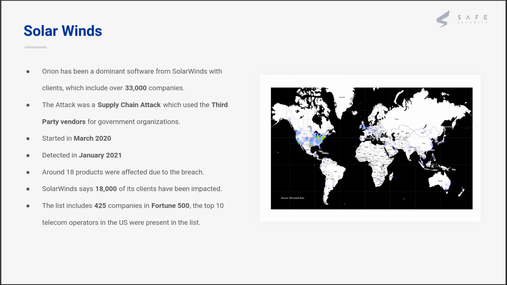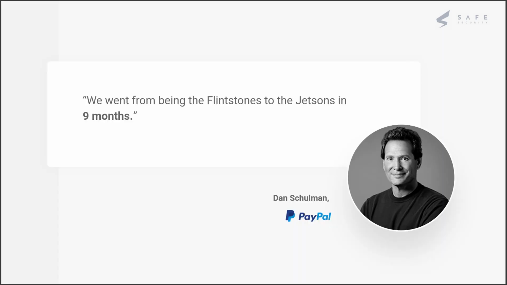And the reason I start from there is to give a perspective, especially to some of you who don't come from the cybersecurity world, of how real the cyber impact is on organizations of all scales and sizes, whether it's a government organization or private or even individuals, frankly. The key thing driving the impact of cyber breaches is digital itself. In fact, I love this line which Dan Schulman, CEO of PayPal, said, that we went from being Flintstones to Jetsons in about 9 months during the pandemic.